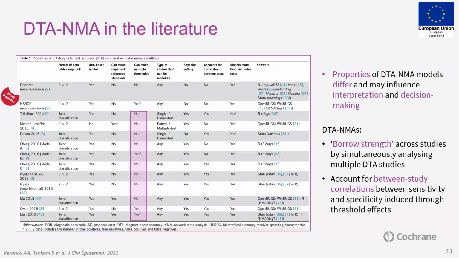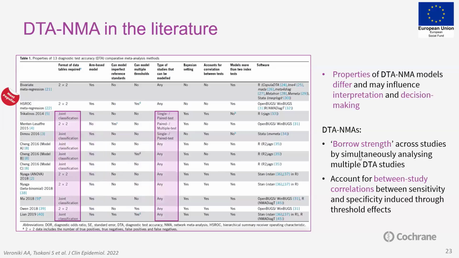Finally, in terms of data required, one method was a contrast-based approach, which allowed for modeling only paired and multiple test studies, which means that single test studies, as you saw earlier in the network plots, cannot be incorporated in this model. So these should be excluded, and such an option may lead to a reduced and less informed evidence network. The majority of the methods require the joint classification tables of the tests per study and account for the correlations between tests.